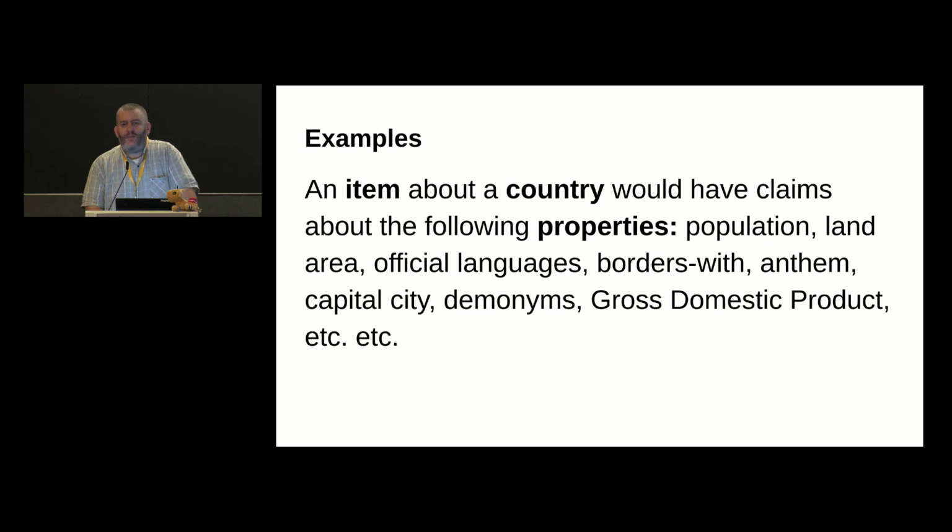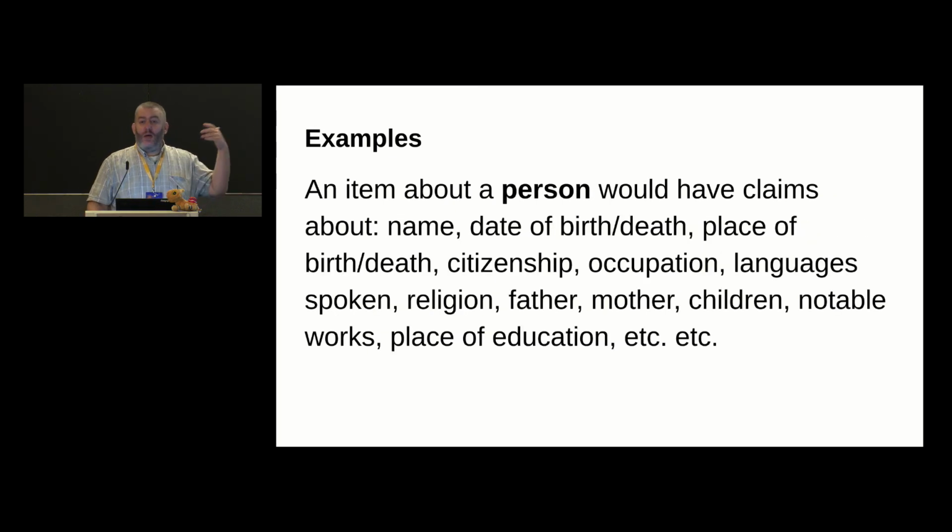Anyway, you know, a person doesn't have a gross domestic product or borders, right? Boundaries, yes, but not borders. So when we do describe a person, we would ask things like name, date of birth, place of birth, occupation, citizenship, children, parents, place of education, all kinds of things that we care about people. But people, again, don't have gross domestic product or land area, right?